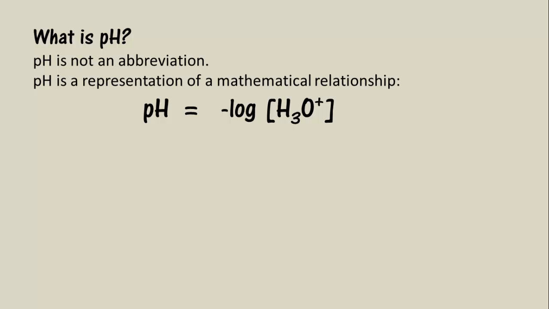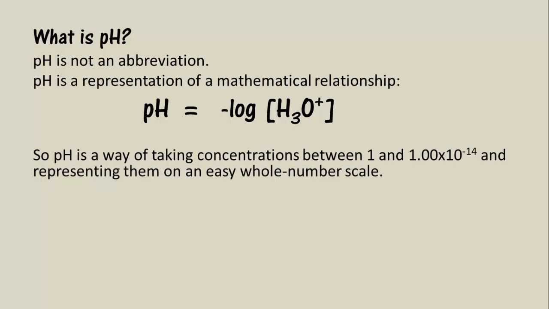So pH is a mathematical formula. pH is a way of representing a wide range of numbers on the base 10 scale. That means all numbers ranging from 1 down to 10 to the minus 14, and representing them on an easy whole number scale. You will learn more about log scales in advanced maths, but essentially each whole number on the log scale is a factor of 10 on a decimal scale. So changing very, very large or very, very small numbers into a log scale makes them much easier to deal with.